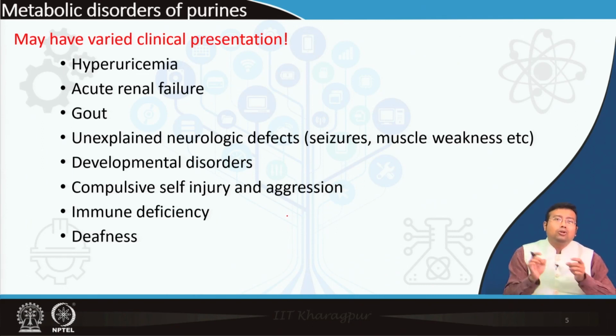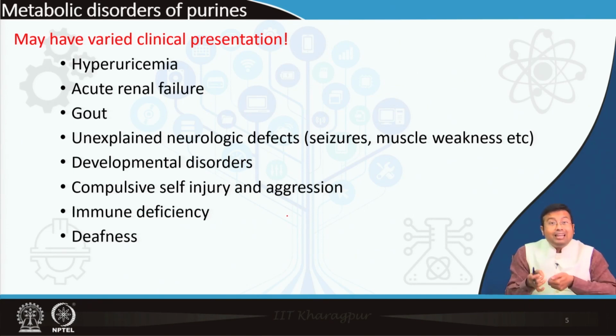It may lead to neurological effects like seizure and muscle weakness. It can lead to developmental disorder and mental retardation. Some or the other purine metabolism disorders also exhibit these features: compulsive self-injury and aggression, I mean self-harm, right, immune deficiency, deafness. So, there is a varied range of symptoms.